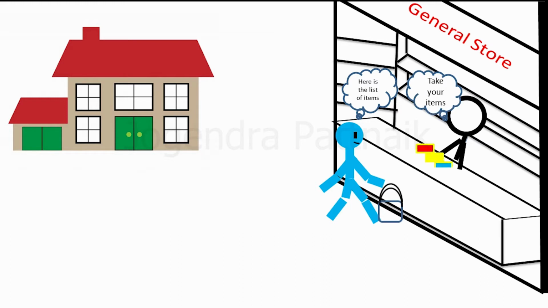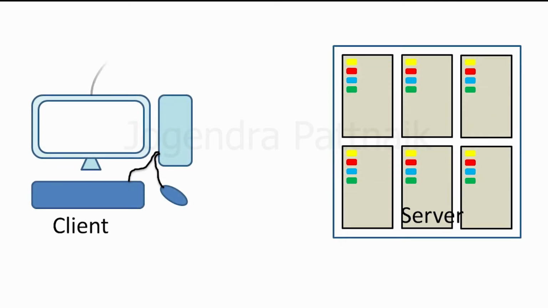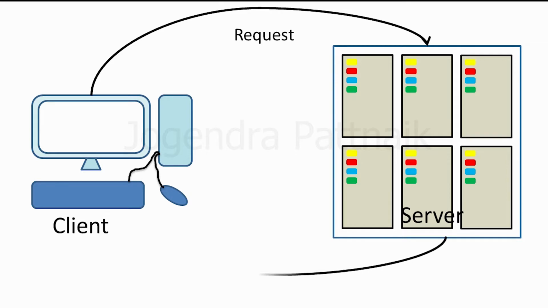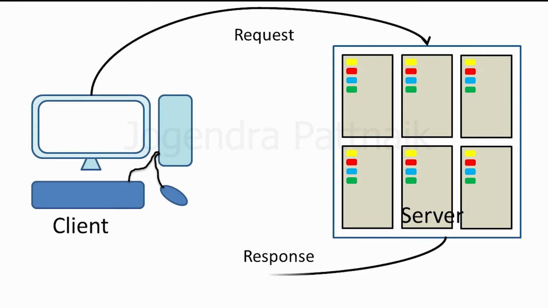In the same way, in a computer network, some information is stored at a computer and requests are generated by other computers to access that information. The computer sending the request is called a client computer, and the computer giving the response, either with data or a message, is known as a server.